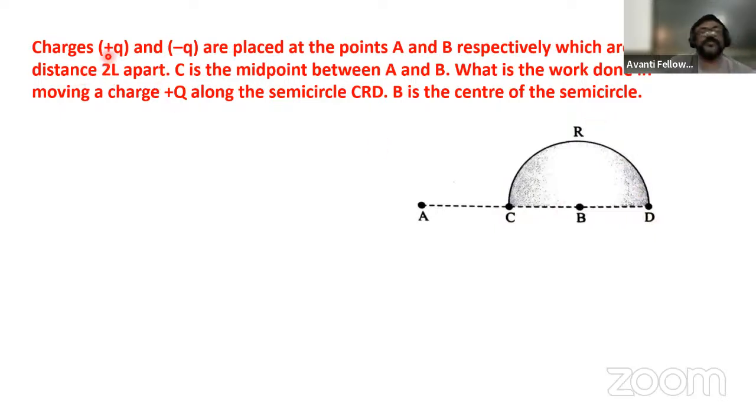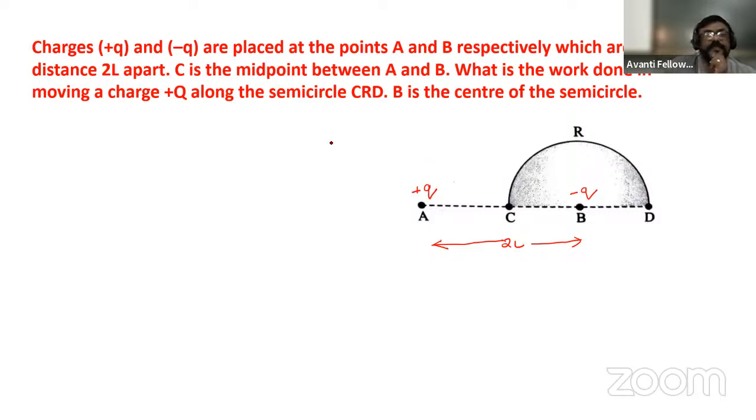Charges positive Q and negative Q are placed at points A and B respectively. So we have 2 charges, one positive, another negative. Positive Q charge is located at A, and negative Q charge is located at B. Now, A and B are 2L apart. That means the distance between A and B is 2L.